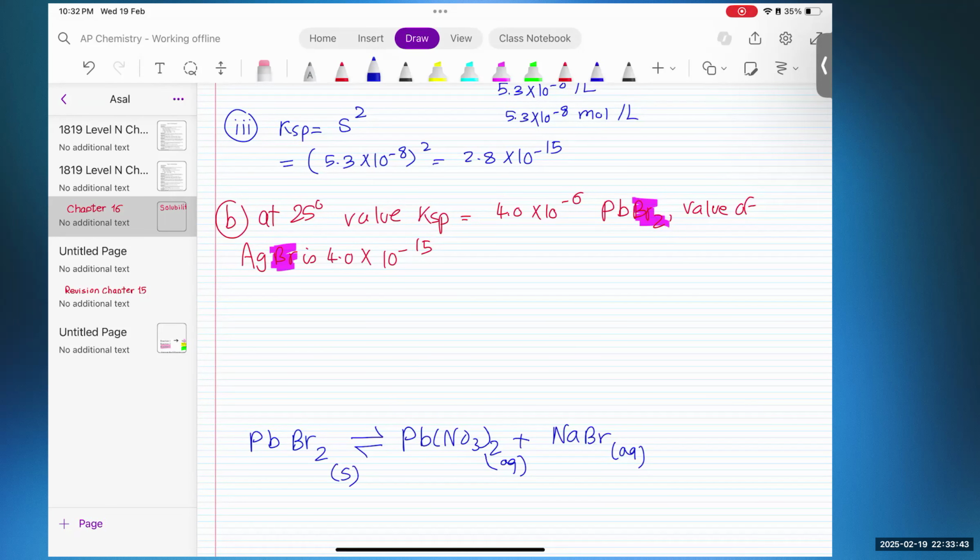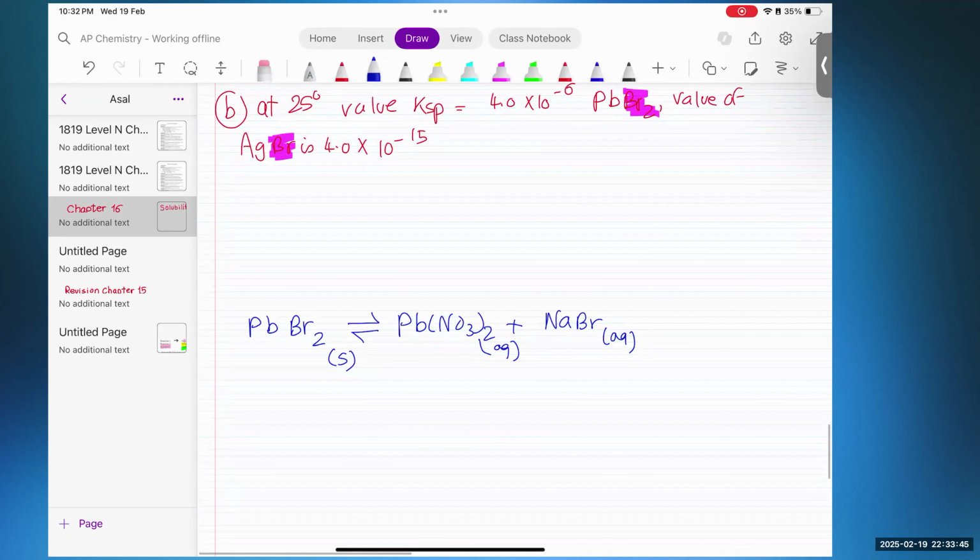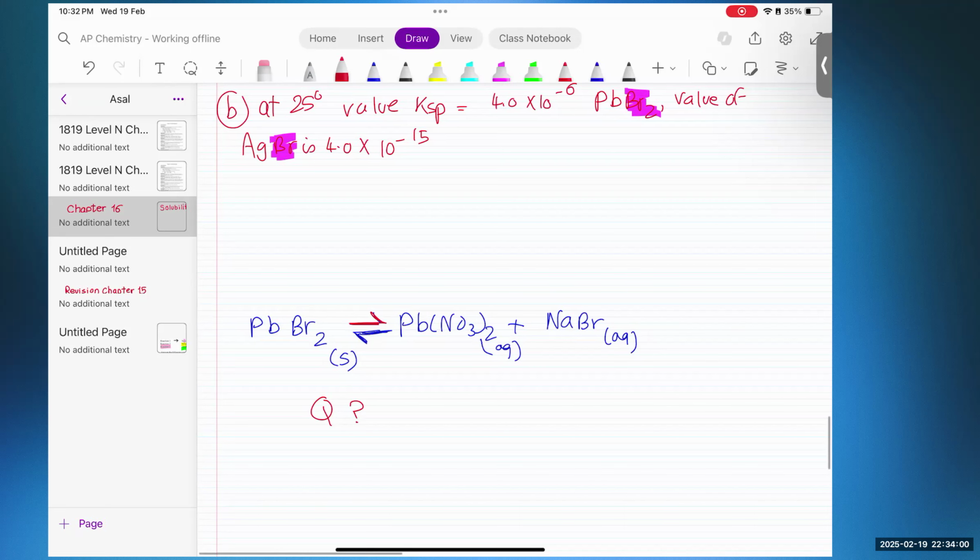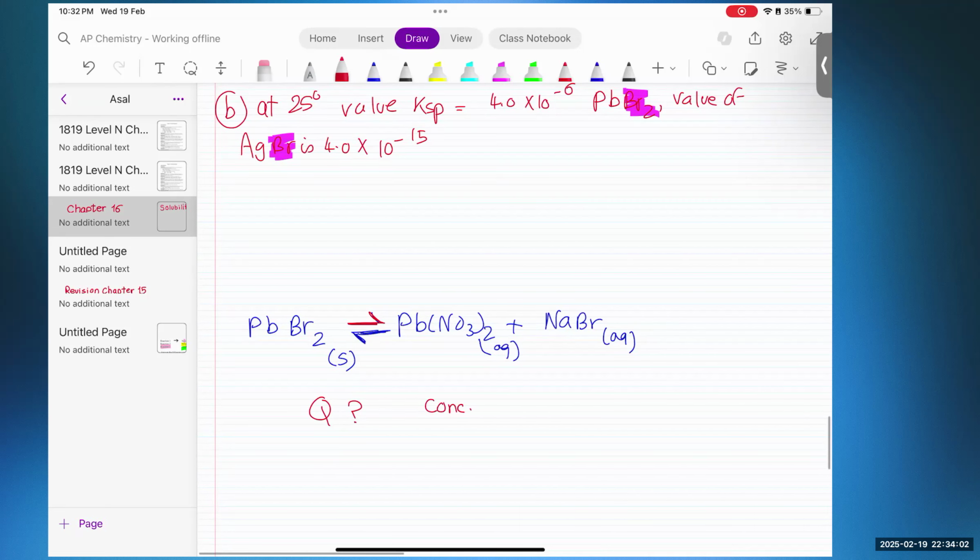So if you want to know if the reaction goes to the left and forms a precipitate, or goes to the right and forms the soluble substances, you need to measure the Q. If you want to measure the Q, you need to find the concentrations of the lead and the bromide and multiply them by each other, right?